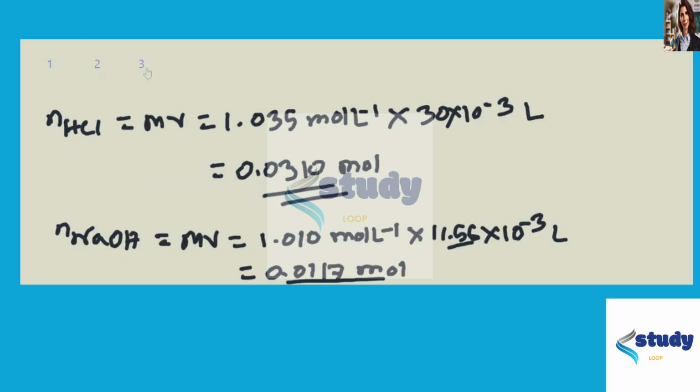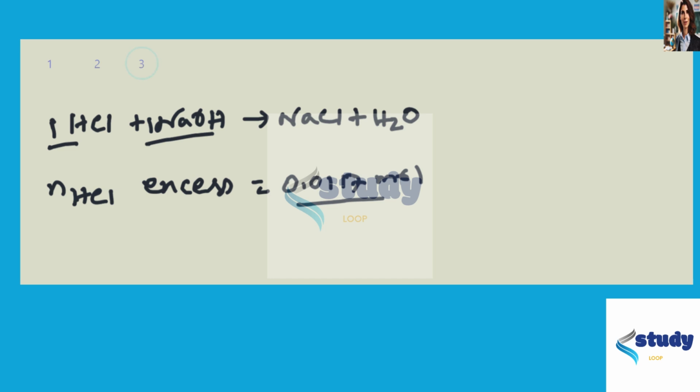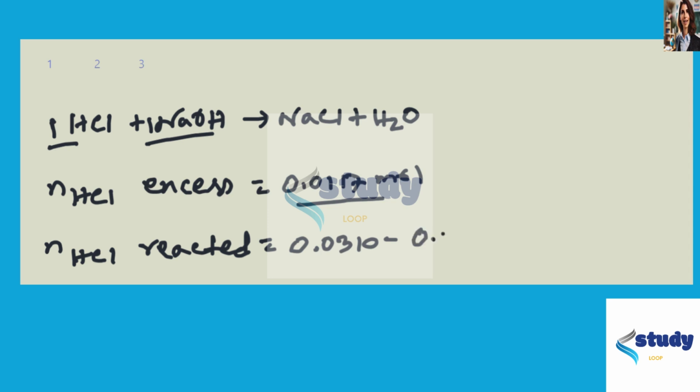Now, subtracting this number of mole from the original number of mole of HCl, we can find out the number of mole of HCl which is reacted with the calcium carbonate. So, the number of moles of HCl reacted will be equal to the total number of mole of HCl, 0.0310, minus the number of mole of HCl excess, 0.0117 mole, and it will give us a value of 0.0193 mole. So this is the number of mole of HCl which is reacted with the calcium carbonate in limestone.